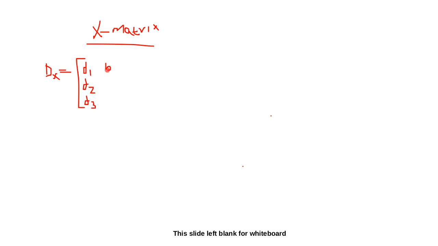The other values will remain the same. So we'll have B1, B2, B3, C1, C2, C3.